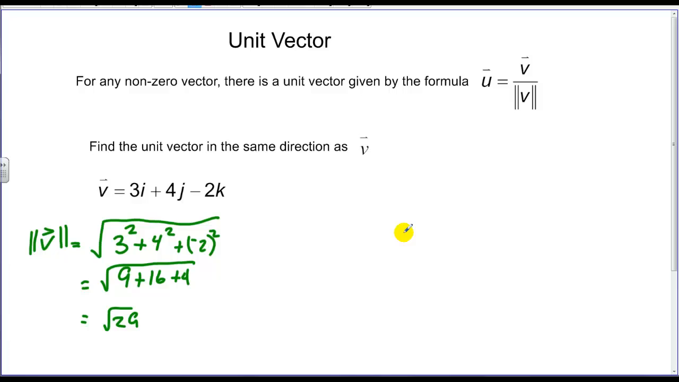So if I want to find a unit vector here, I'm going to take the x component of 3, divide that by root 29, give that the i. 4, divide that by root 29, give that the j. And minus 2, divide that by root 29, and give that the k. And that's my unit vector pointing in the same direction as the original vector.